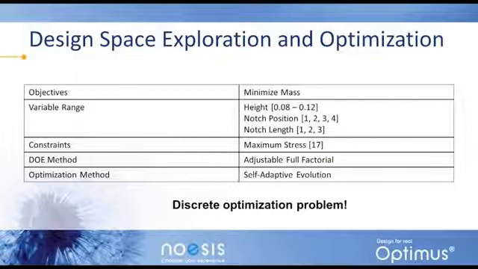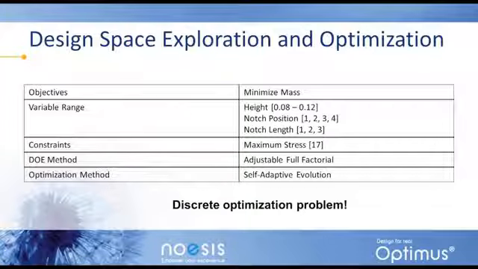Now let's begin talking a little bit more about exploring the design space and the optimization itself. We do have a few constraints on our design space. We've already stated that we want to minimize the mass, but we need to maintain a height of the beam between 0.08 and 0.12. The notch position, as I previously mentioned, is one of 4 discrete locations, and the depth of that notch is one of 3 discrete points.